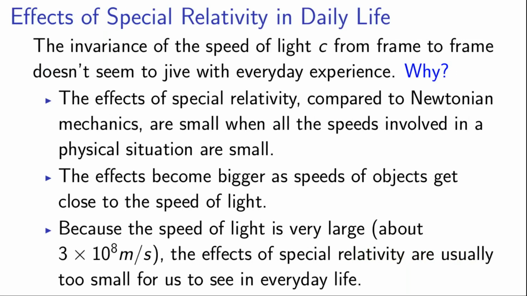The invariance of the speed of light c from frame to frame doesn't seem to jive with everyday experience. Why is this? The effects of special relativity compared to Newtonian mechanics are small when all the speeds involved in a physical situation are small. The effects become bigger as speeds of objects get close to the speed of light. Because the speed of light is very large, about 3 times 10 to the 8 meters per second, the effects of special relativity are usually too small for us to see in everyday life.